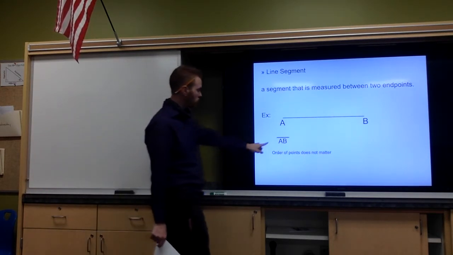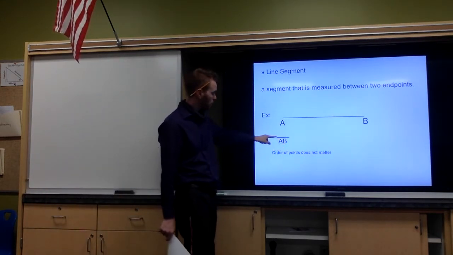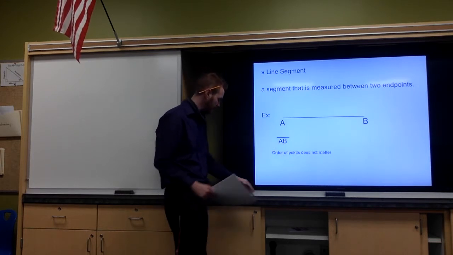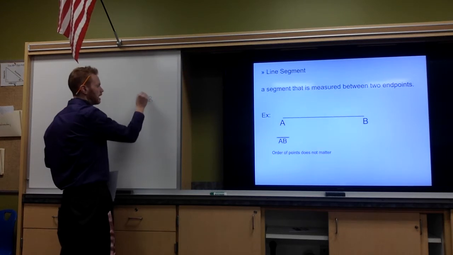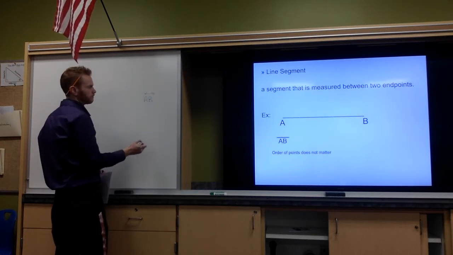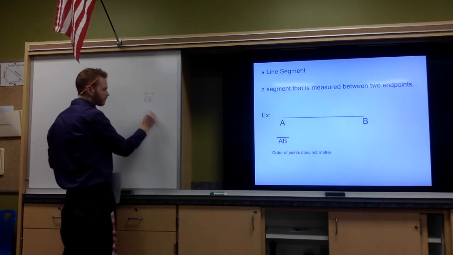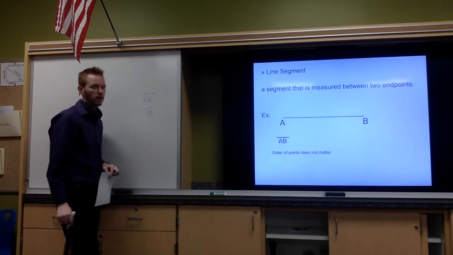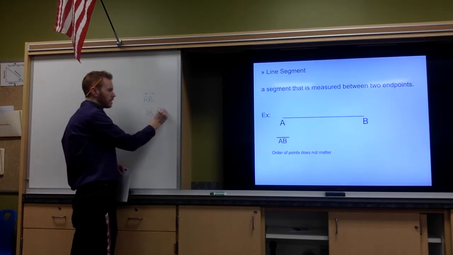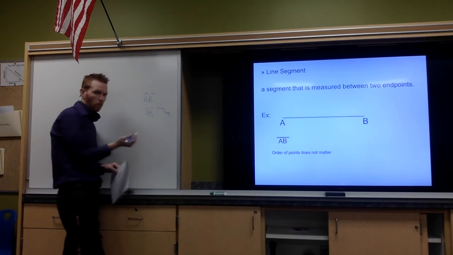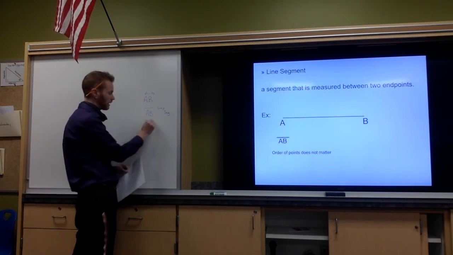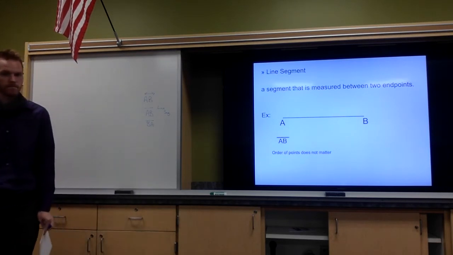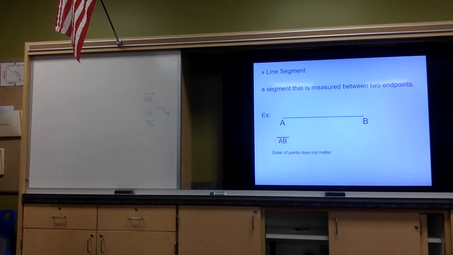Now, how do we label it? Well, you pick the two endpoints with a bar over them. It's different than when we were naming a line, right? We had a line symbol above it. So there's a big difference there. In this case, we just have a bar. Okay, that's a line segment. Now, does order matter? In this case, no, it doesn't. I could have named this BA if I would like. Line segment BA. Either way.